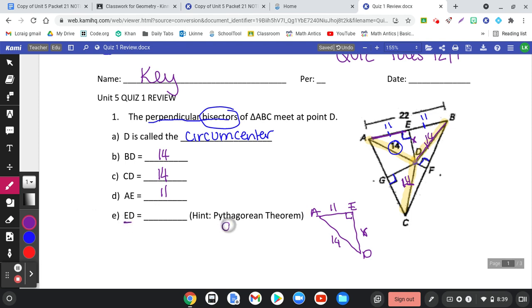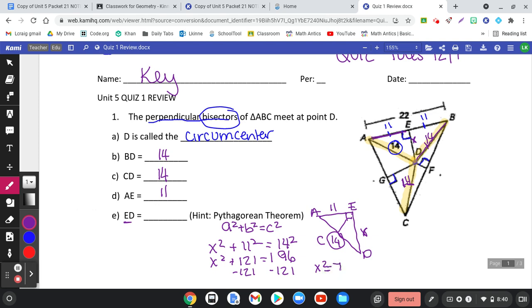Well, when you use the Pythagorean theorem, a squared plus b squared equals c squared, whatever's across from your right angle is your hypotenuse, that's your c. So when we set it up, it's x squared plus 11 squared equals 14 squared. All right, so we have x squared plus 121 equals 196. Subtract 121. So x squared equals 75. And then to get rid of the squared, you take the square root of both sides. And when you put that into your calculator, you should get approximately 8.66. It's an irrational number, so it'll go on forever, but let's just round to the nearest tenth, 8.7.